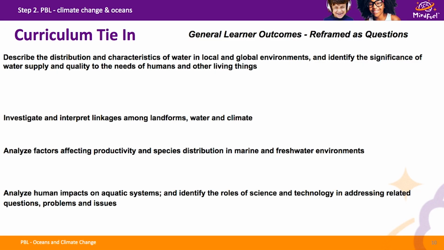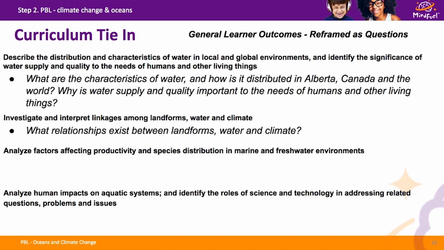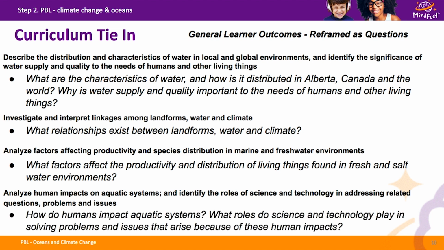One approach to ensure the tie-in to curriculum as you're building out your PBL is to reframe those general learner outcomes as questions. As you can see, we've done that here for the 4 general learner outcomes related to this unit. So let's just look at one as an example. The second general learner outcome: investigate and interpret linkages among landforms, water, and climate. We've now rephrased that as a question. What relationships exist between landforms, water, and climate?